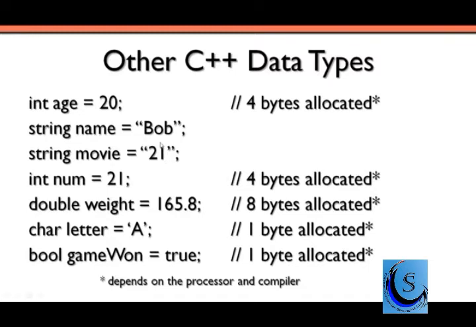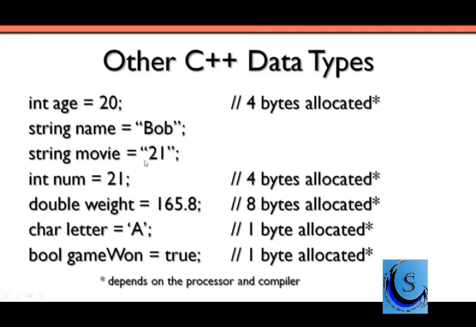And then we could have a string representation of a number. So we have 21 here. You see that 21 has double quotes around it, but we're storing it into a string variable, in this case called movie. So it may be the title of some particular movie. So always with our string values, the string values will be surrounded by double quotes.